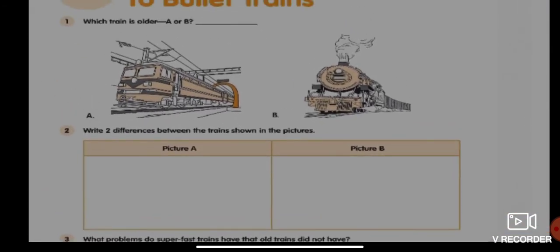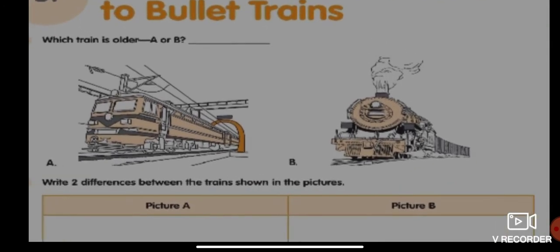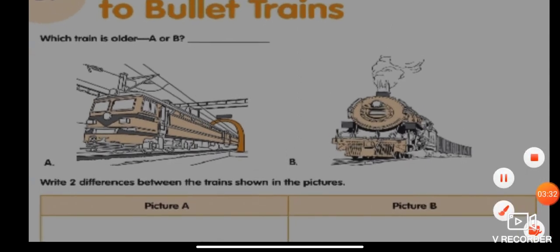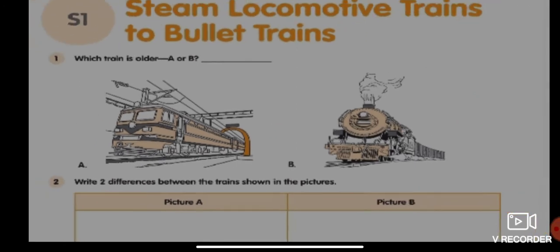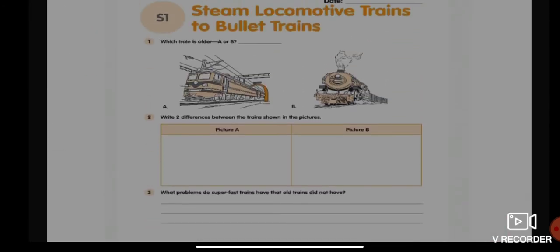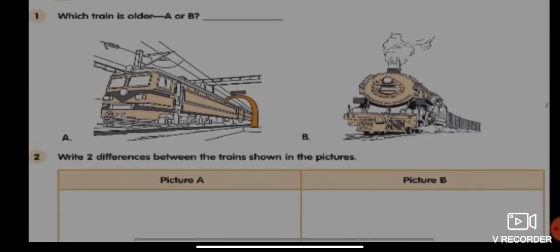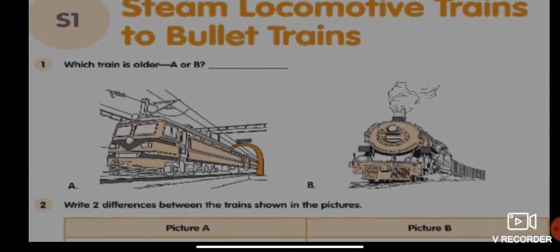So first of all, this is a picture of two trains. As you can see, a steam locomotive, and then another one is a bullet train. As you can also see from the given pictures, both of them are trains, but they are of different types.